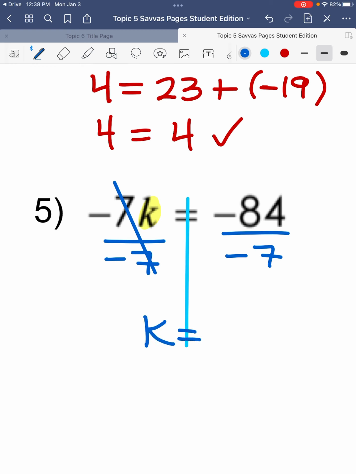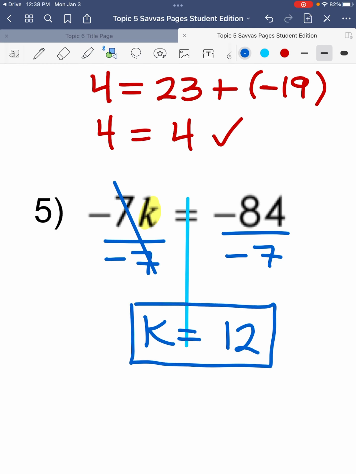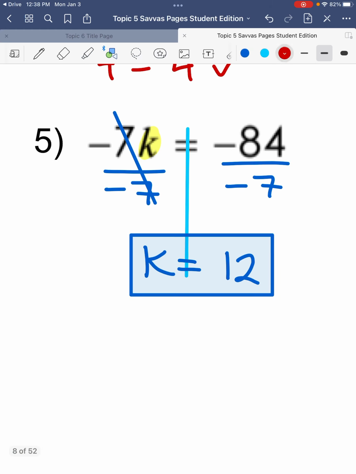And on the other side, -84 divided by -7. Well, remember, I've got 2 negatives here. So when I divide, I'm going to have a positive number, and that positive number is going to be 12. So K equals 12. And you can use your calculator if those are bigger numbers to figure that out. So now I have to check my solution. So I'm going to plug in 12 for K.